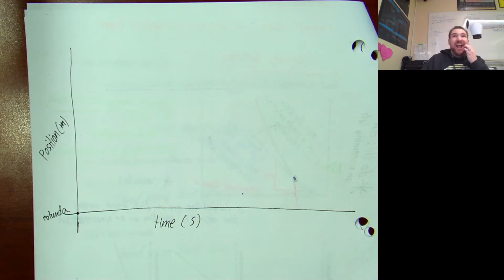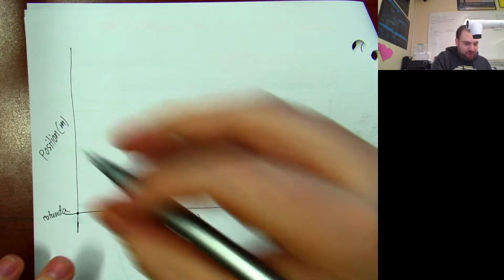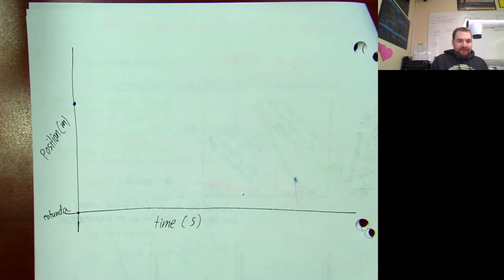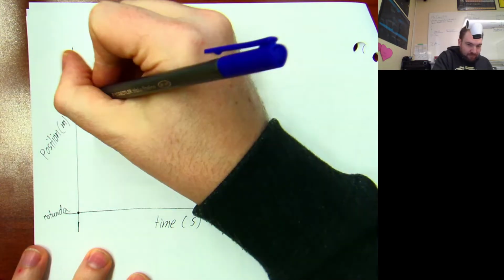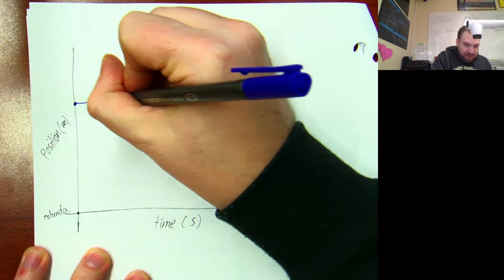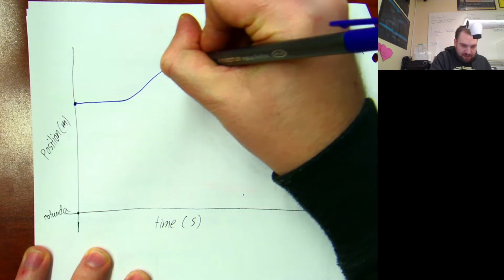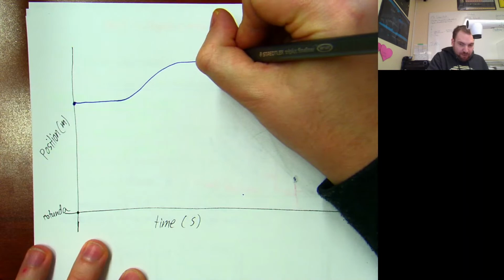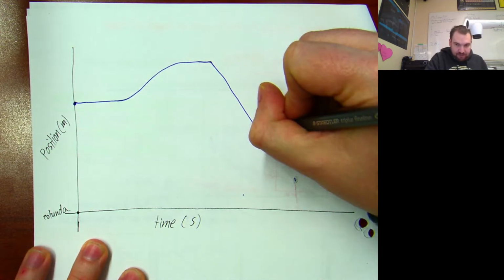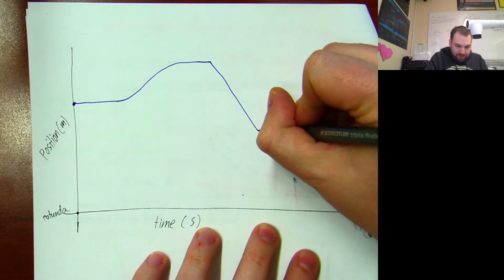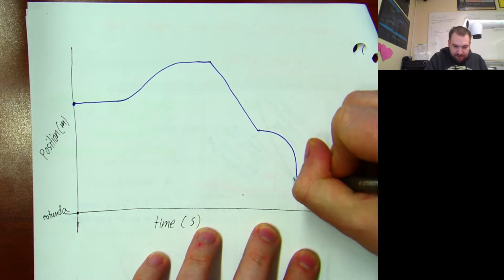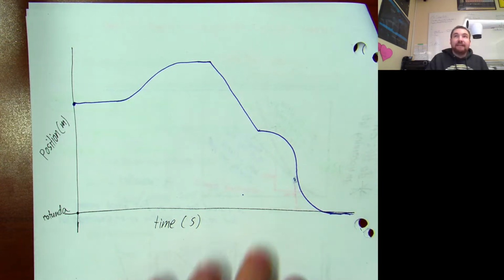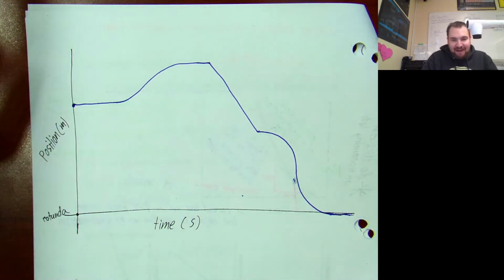And what I want you to do is draw this. Put a dot right there. It's going to curve up, it's going to do this, and this, and this. We're going to bring it down to a flat line there. So draw me something that looks like that.